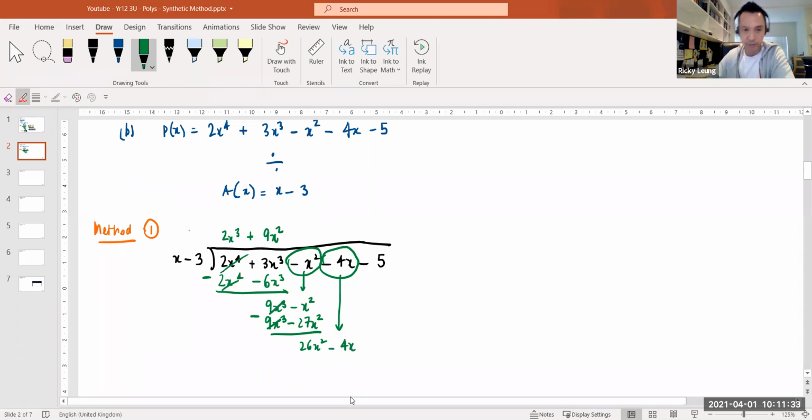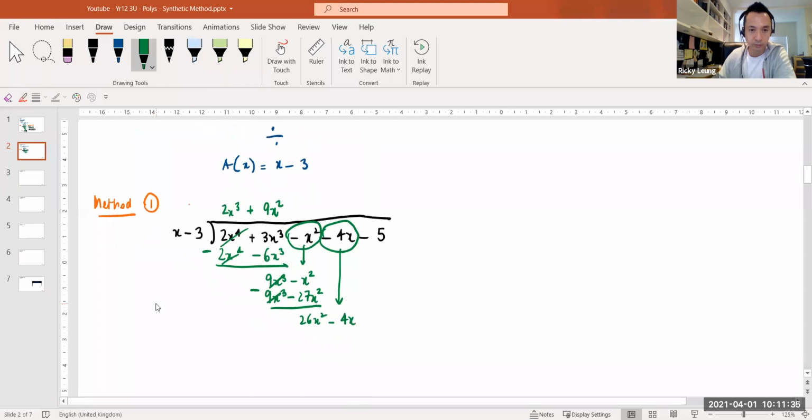Minus 4x. Next loop. So plus 26x there to multiply with that to get rid of that. So 26x squared. 26 times 3, what's that, guys? 78, or -78 in this case. You can check that with the calculator. That guy goes away. -4 minus -78, so plus 78 is 74x. Step 3 done.